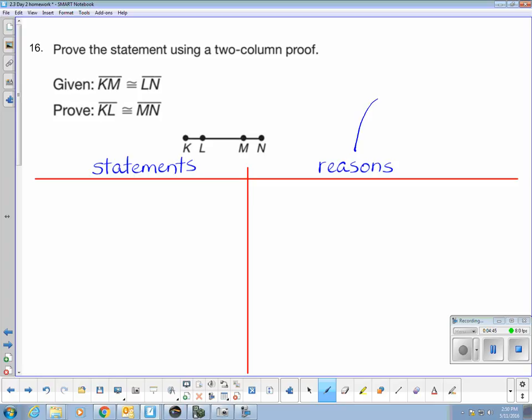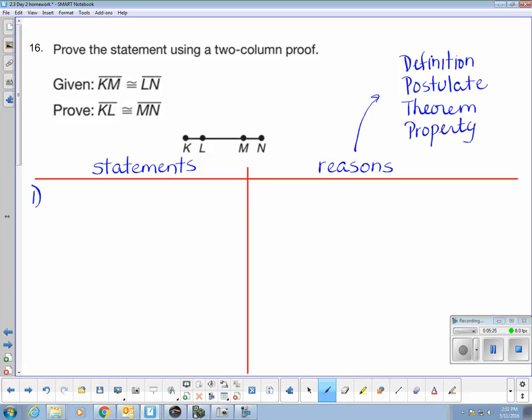Let me give you an idea of where we get our reasons from. Sometimes a reason can be a definition. Sometimes a reason can be a postulate or a theorem. It's important to know my definitions, theorems, postulates, and properties so that I can use them as reasons in my proof. In a proof, we begin with the given. We always number each statement along with each reason.